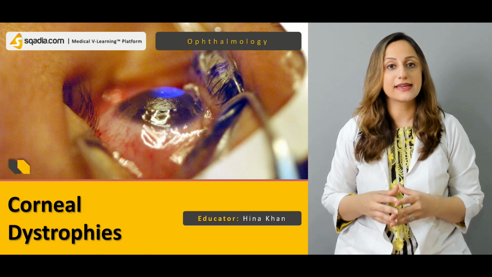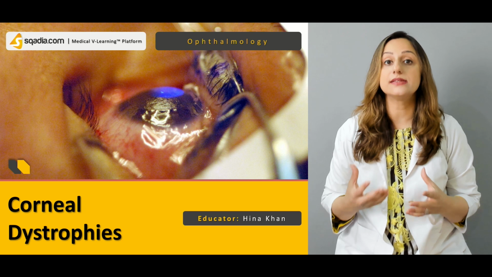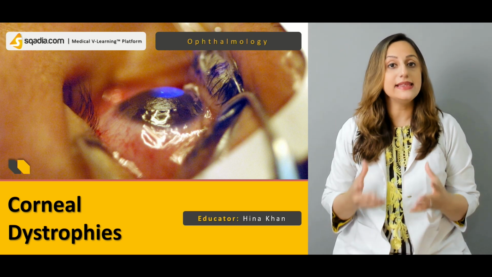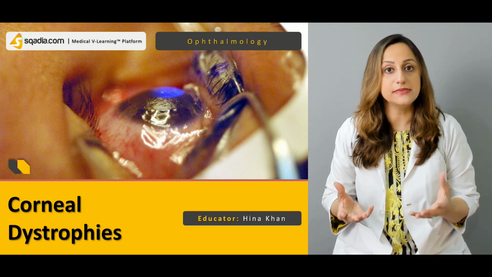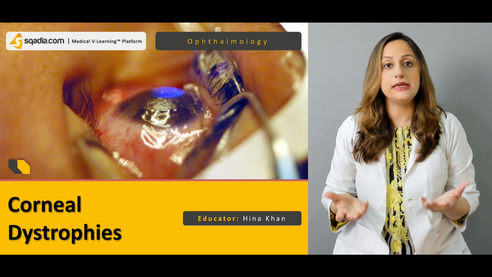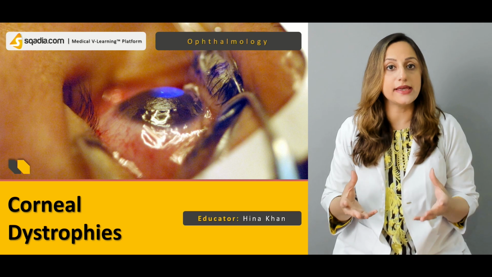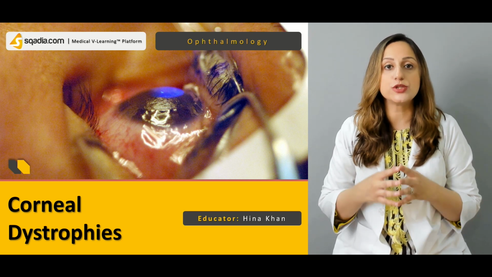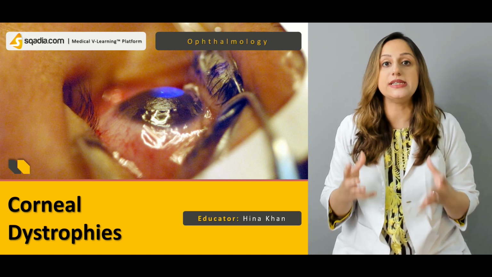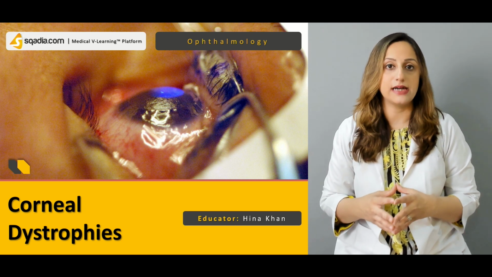Corneal dystrophies can be regarded as any congenital abnormalities that can lead to any abnormality at the level of the corneal epithelium. Sometimes the Bowman's membrane, the stromal layer, the internal limiting membrane, or the Descemet's membrane can also be involved due to these genetic mutations that occur.